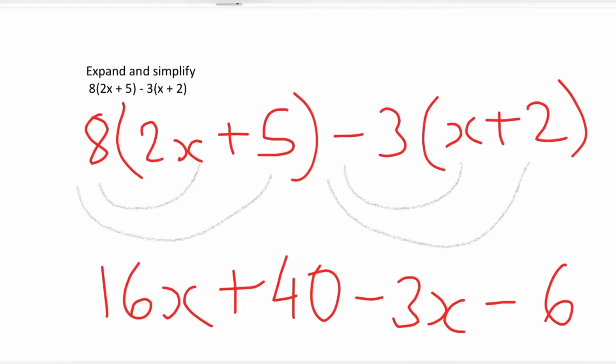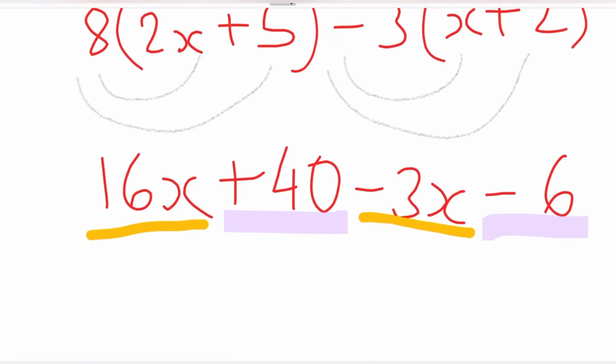Now as you can see, the rules of integers are very important over here, so make sure you know them so that it will be easier for you to expand and simplify such algebraic expressions. So moving on, collect the like terms 16x and minus 3x, and here we have plus 40 and minus 6. Now it's easier for us to simplify it.